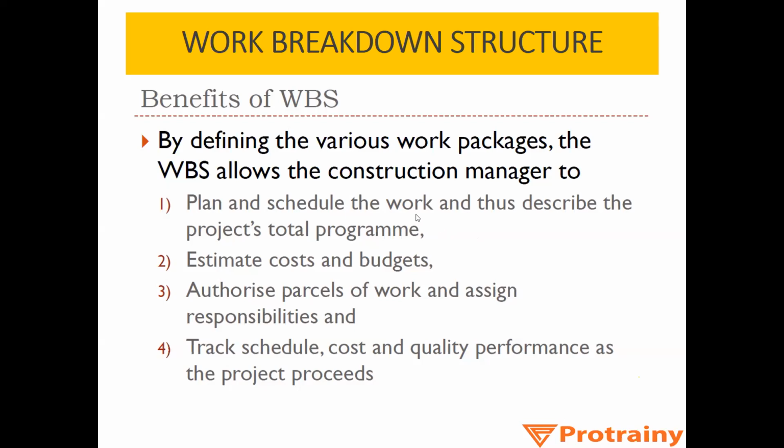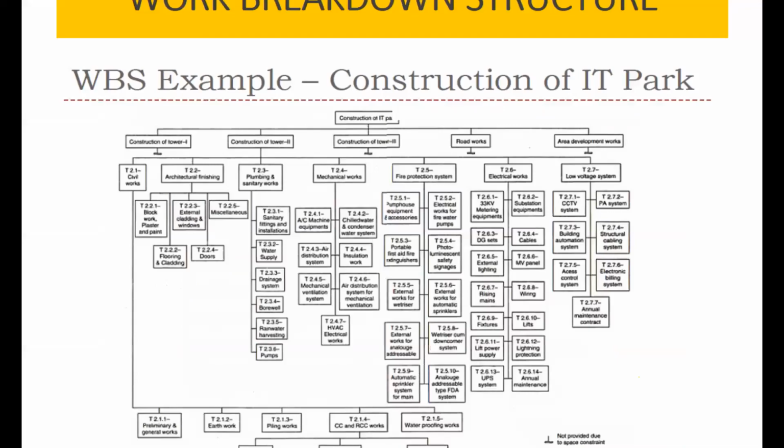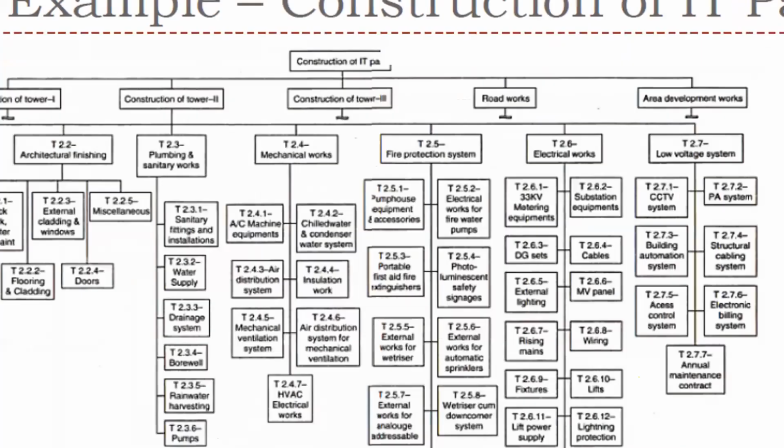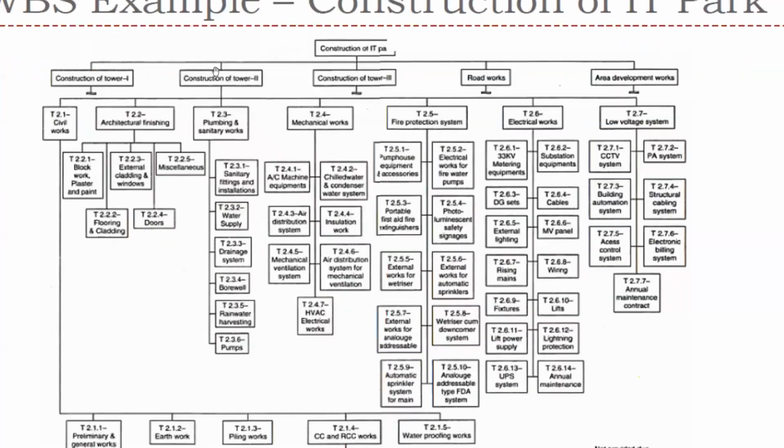Now this is an example of construction of an IT park. I'll zoom in a bit so that it is easily visible to everyone. First we have the construction of the IT park. There are 3 towers in the project, so they divided it into construction of tower 1, construction of tower 2, construction of tower 3, then road works, and then area development. Now they have shown the subdivision of construction of tower 2.